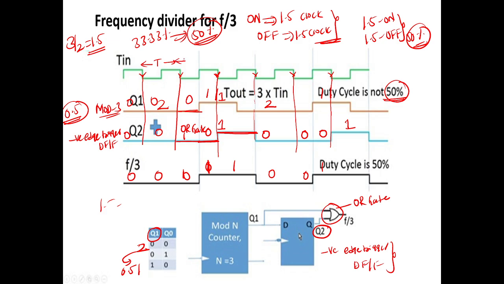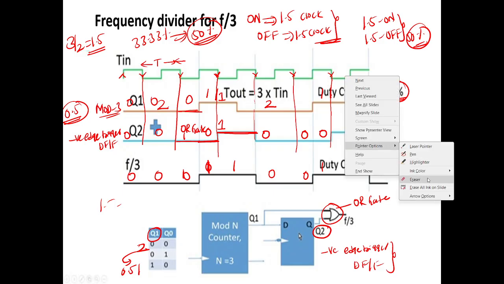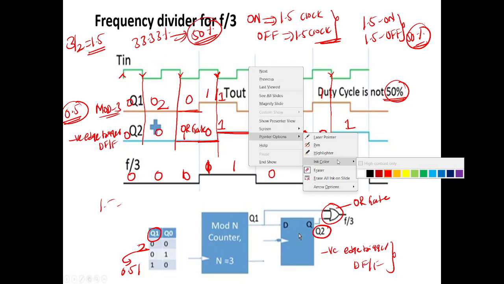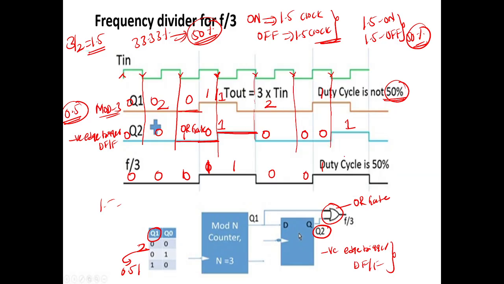From here to here, if you take, this is one time period, one second. I'm altering the frequency by how much? See here, this is one time period, and this is one time period. So from here I can say that it is off for 1.5 time periods, and on for 1.5 time periods.